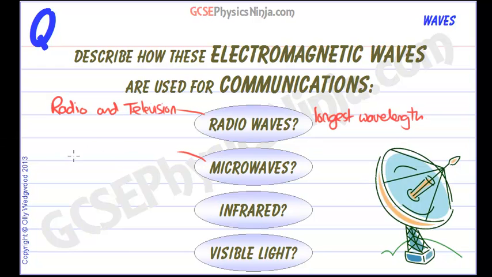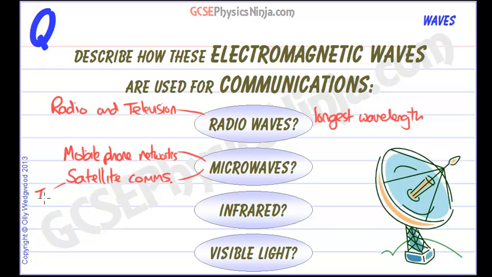Microwaves are used in mobile phone networks, and microwaves are also used for satellite communications. I've just put comms, for example, satellite TV. Infrared is used in remote controls for your television or your hi-fi. Remote controls. And it's also used in optical fibers.